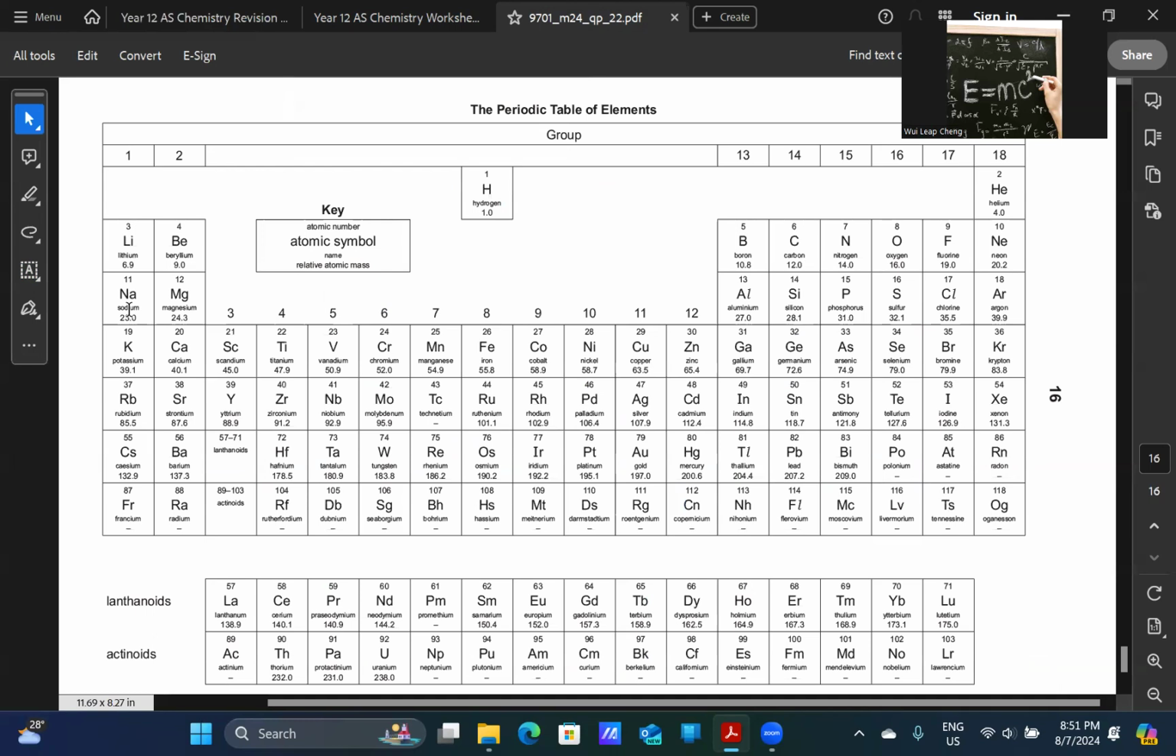I have to tell you that in your AS level exam, you have to be familiar with the periodic table from the element hydrogen until the element krypton. The rest of the elements will not be assessed. You have to get yourself familiar with hydrogen until krypton.